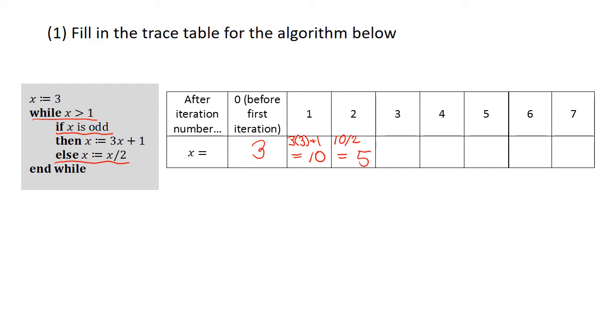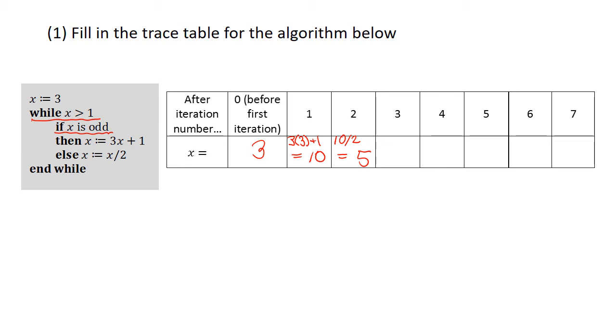Okay, and that's it. So now we will check whether we should do the while loop again. Okay, so we go back up here and we check whether this while condition is still true. So 5 is greater than 1, so that is true. So we're going to do the loop. And now we check the if condition here. Is x odd? Currently x is 5, so yes, that is odd.